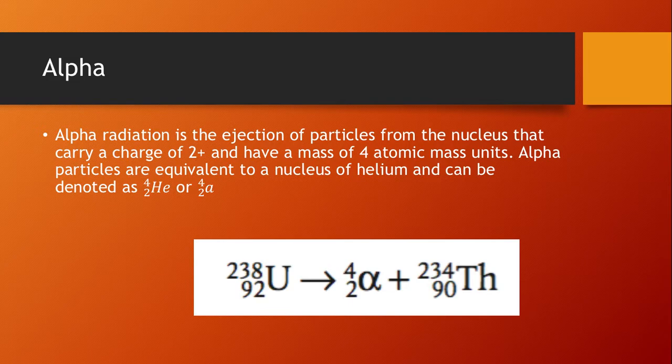Now, the thing with nuclear equations that we're going to see is the mass that is on the left-hand side of the arrow must be equal to the mass on the right-hand side. So we can see that on the right-hand side, 4 plus 234 equals 238, and the atomic number must also be equal. So we have 92 on the left, and on the right we have 2 plus 90.